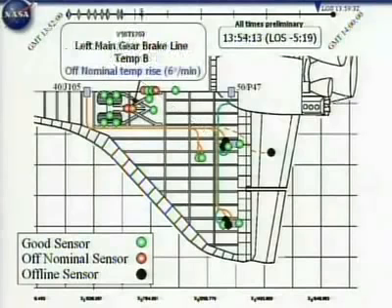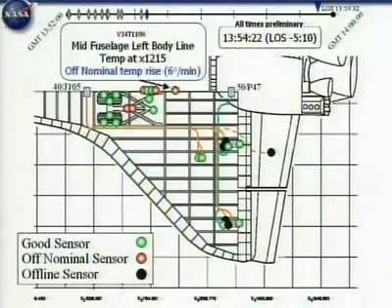Next chart's the left main gear brake line temperature B. We start to see it rise, so now we're back into the wheel well again. The next chart, mid-fuselage left body line temperature.